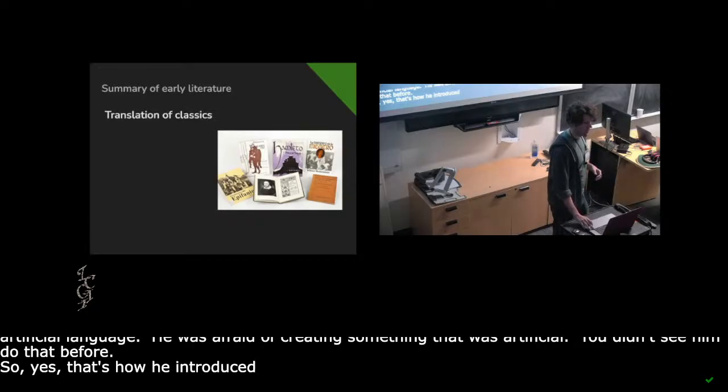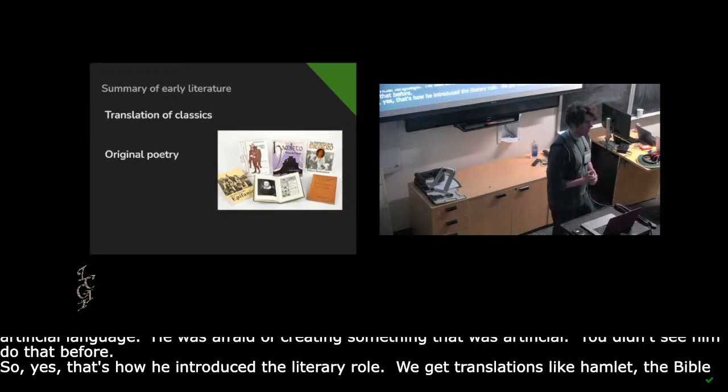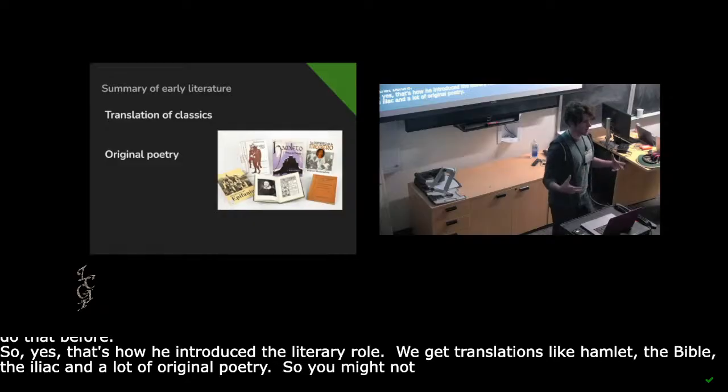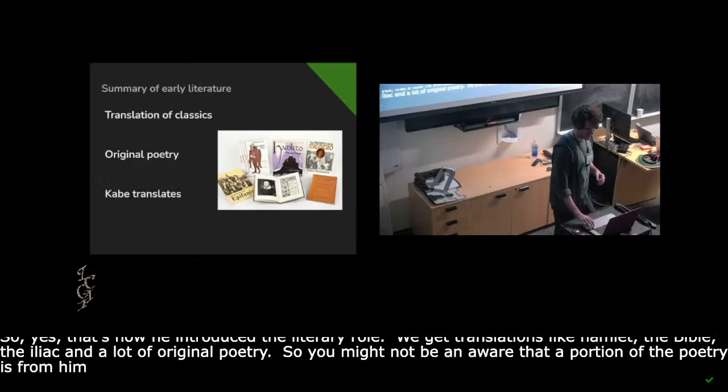Where it kind of went from there is we get translations of the classics like Hamlet, the Bible, the Iliad, and then we get a lot of original poetry. So people who aren't familiar with Esperanto literature might not be aware of the proportion of it, which is poetry over prose. In all of the periods, there's a lot more original poetry than you would have expected.